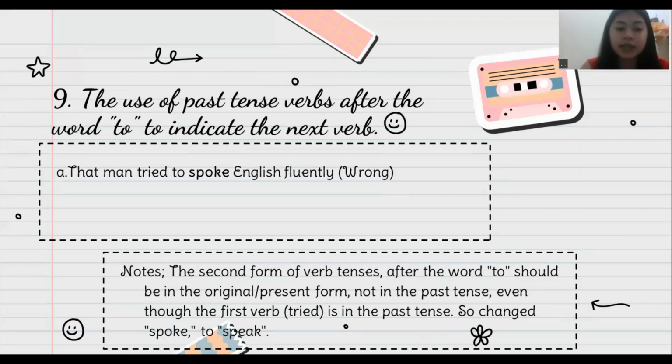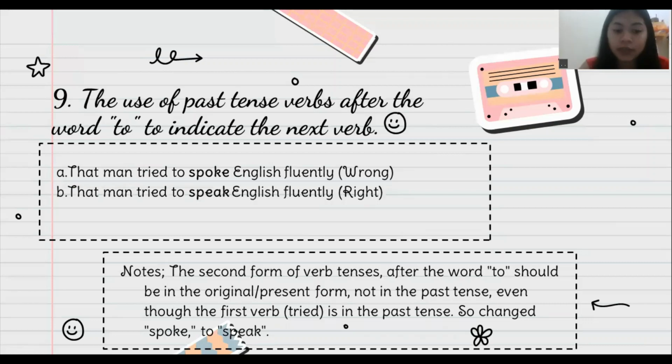Number 9 is the use of past tense verbs after the word to indicate the next verb. For the example is, "That man tried to spoke English fluently." This sentence is wrong. For the right sentence is, "That man tried to speak English fluently." Why? Because the second verb after the word to should be in the original or present form, not in the past tenses, even though the first verb tried is in the past tenses. So, change spoke to speak.